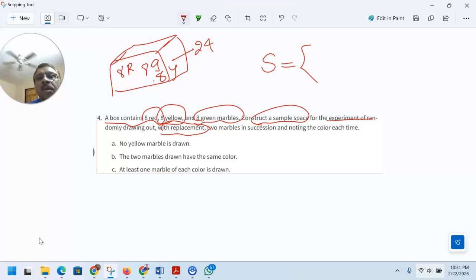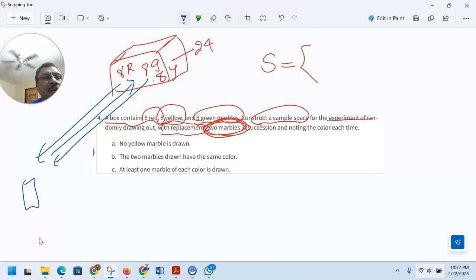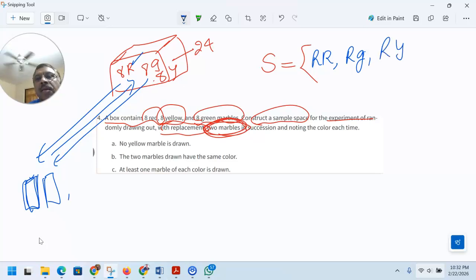So when you pick 2 marbles with replacement, you pick one and you write down whatever that is, and then you put it back again, and you pick another one, and this will be your one outcome, which means the first one and the second one. So starting with the red one, I can have the first one red and the second one also red. Or the first one red and the next one green. Or the first one red and next one yellow.